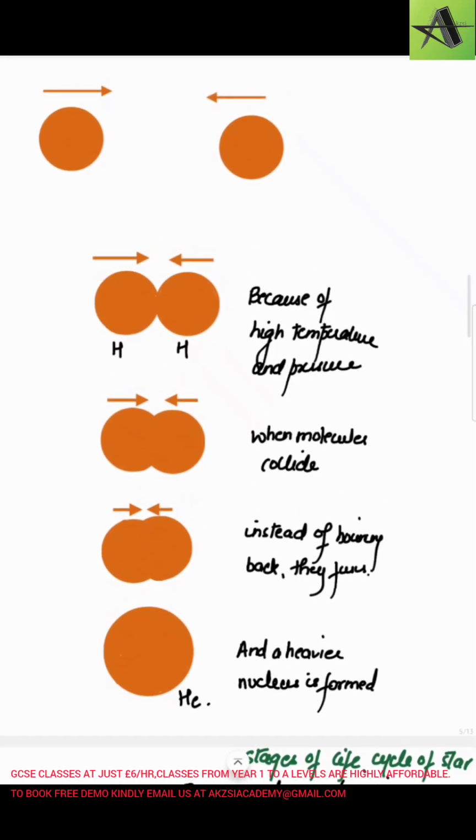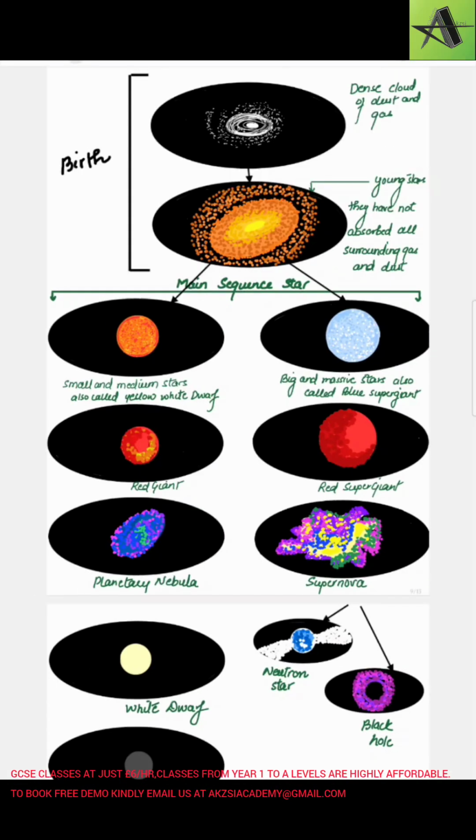Now moving on to the next one, that is the later stages of a star. As I described, after the main sequence star the life cycle changes, but in the main sequence also there will be a little difference. On the left-hand side and the right-hand side you can see the difference, because there is a difference in the masses of these stars.